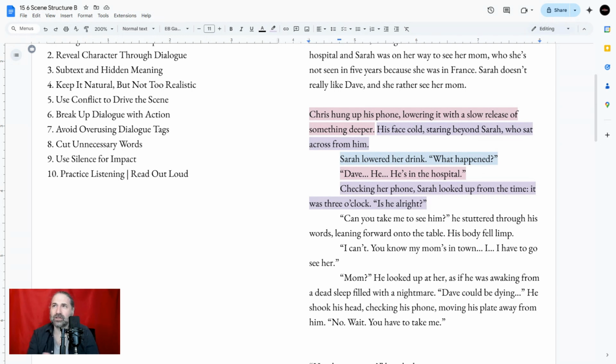Okay, so she's just, and it's casual, checking her phone. "She looked up from the time. It was 3:00. Is he all right?" Like, she's not emotionally hit by it yet. So this is character there.